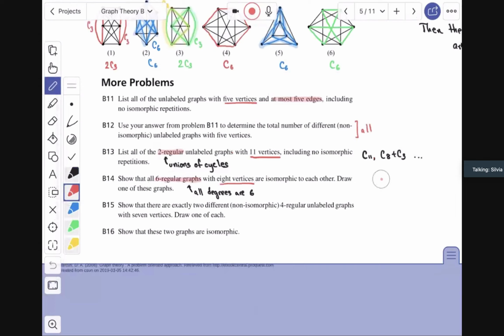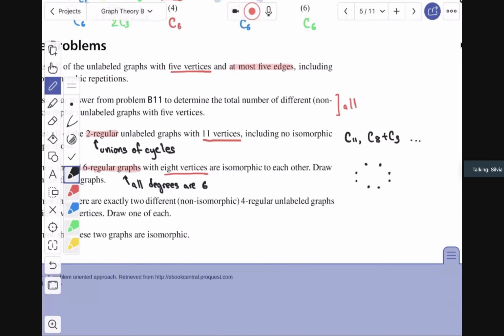I have 8 vertices, and I'm supposed to have a graph with degree 6. All the degrees are 6. Look, 1, 2, 3, 4, 5, and 6. Did I draw 8 total? Wait, let me count. 1, 2, 3, 4, 5, 6. Oh, yeah, it was okay. Degree 6.